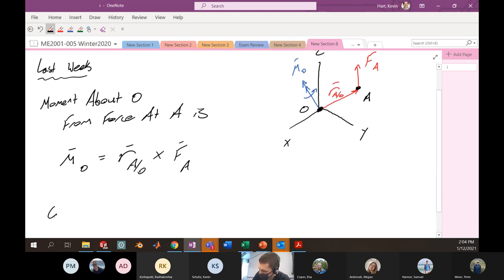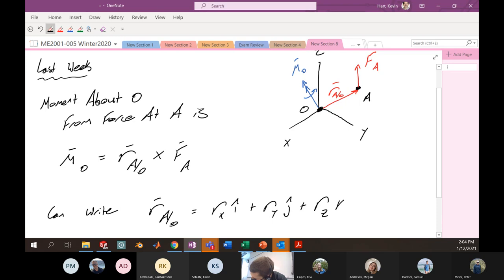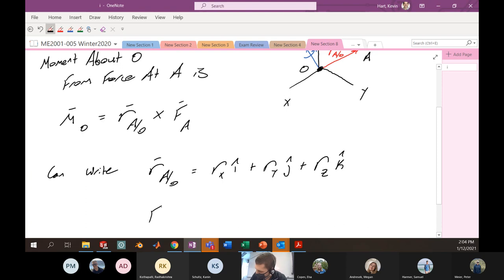Generally, we said that you can write your position vector as something like some component in X plus some component in Y plus some component in Z. We did this for our forces. We can similarly do it for this position vector. And also, you can write your force in terms of rectangular components.